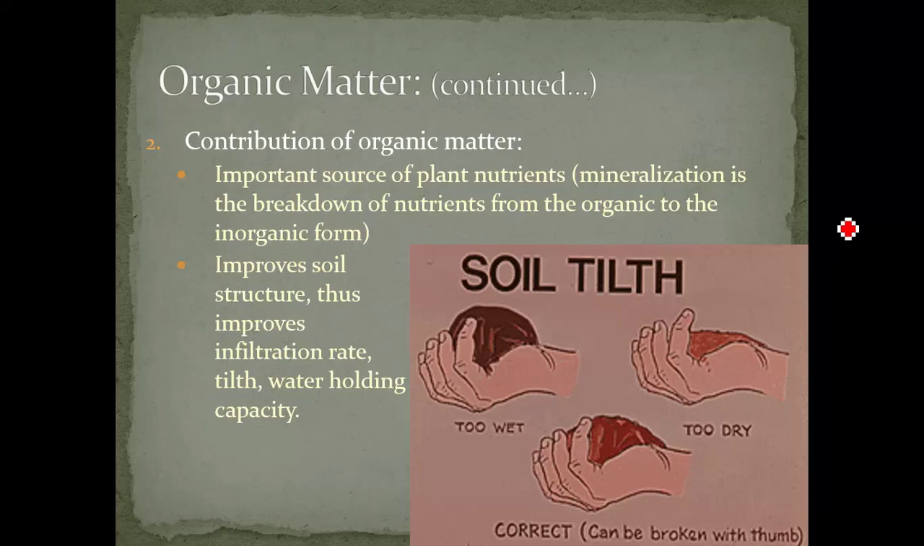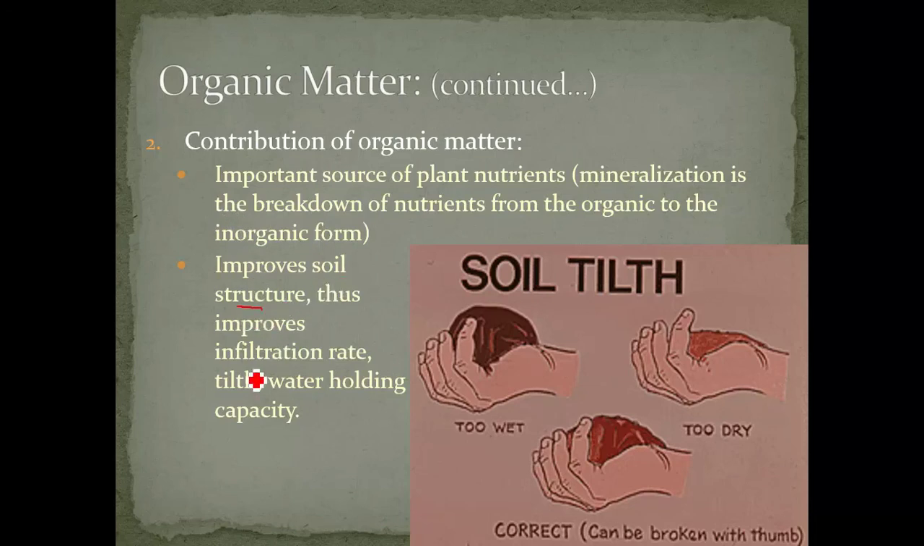It improves soil structure. Soil structure is sort of related to soil tilth. This particular example given here is relating it to moisture content. When you take soil in your hand, it will form a ball and stay there, or you can't form it into a ball at all, or you can form it into a loose sort of structure that you can break with your thumb. But either way, what organic matter does for you, and this is the important thing, it improves soil structure.